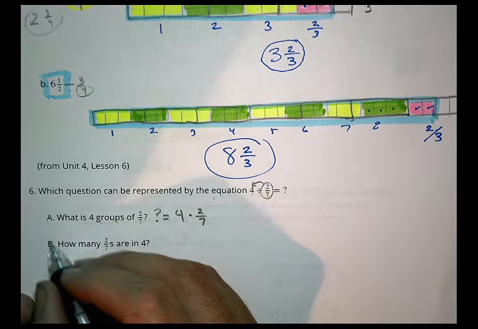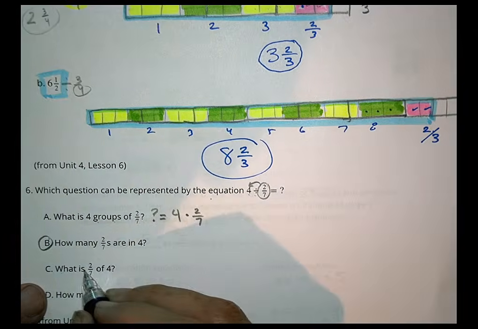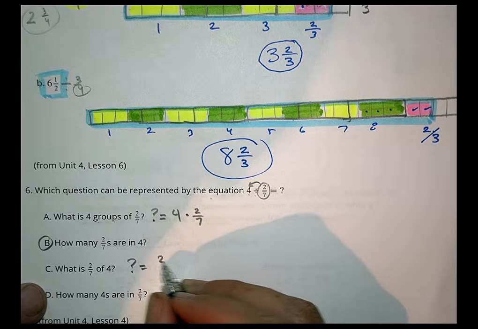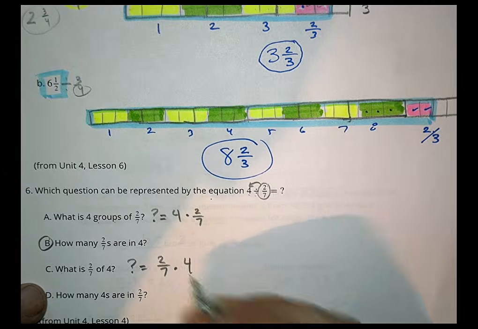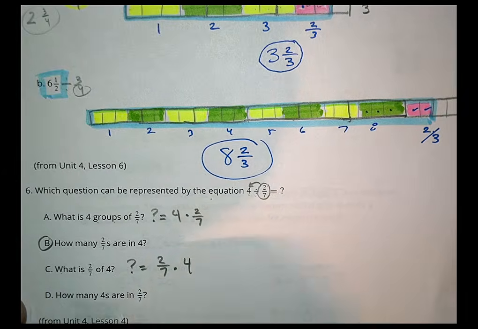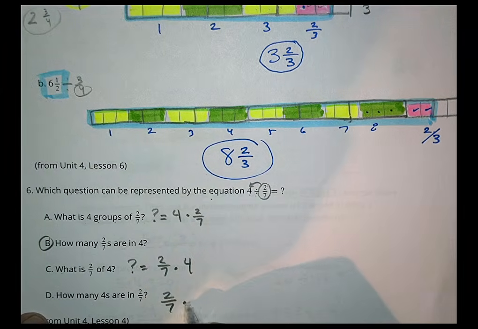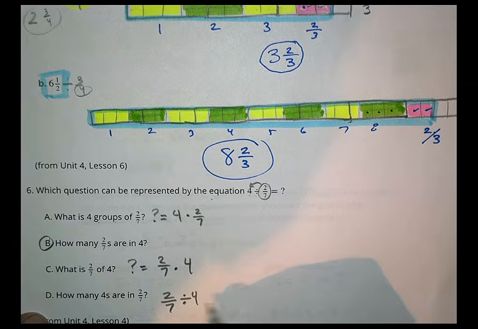What is 2/7 of 4? That's going to be what is 2/7 of 4? So that's not right. And how many 4s are in 2/7? Well, that is this one, 2/7 divided by 4. And that's not what we're looking for. So that would be wrong.